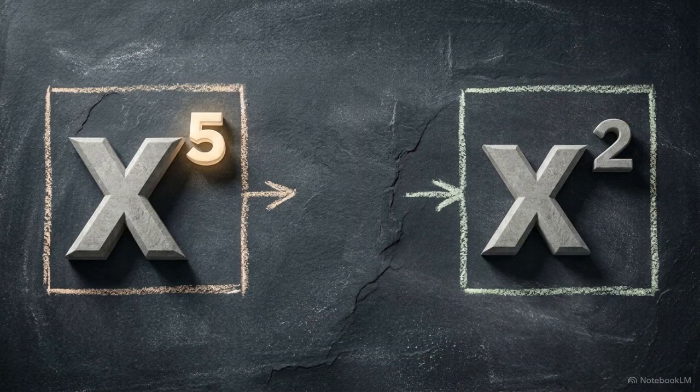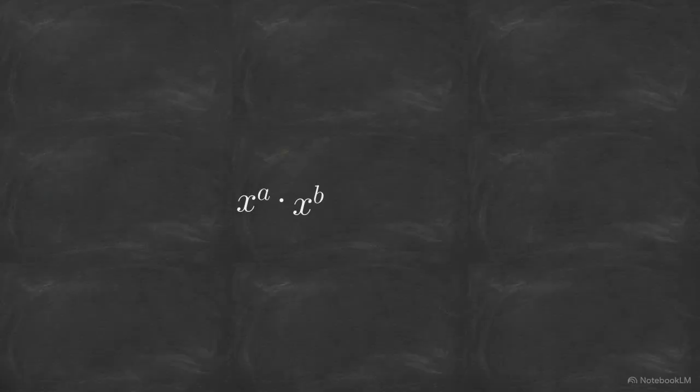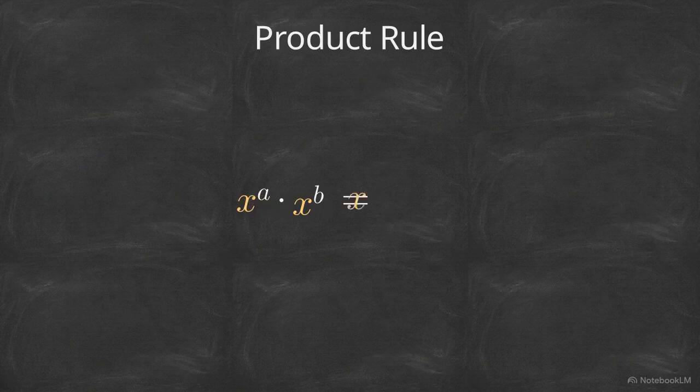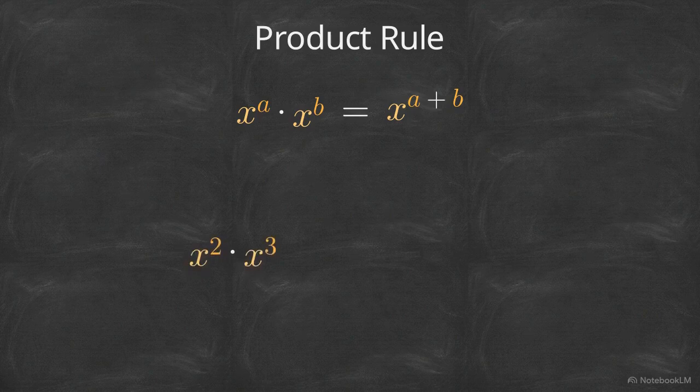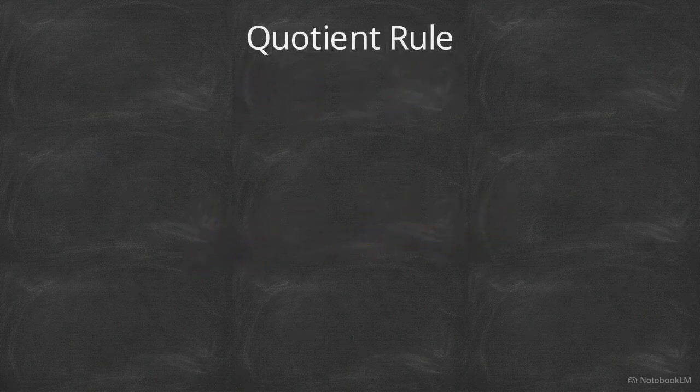Once you know the parts of the exponent, you can begin to manipulate how they interact with each other. When multiplying two terms, look at the bases first. If those bases match, you use the product rule. You keep the base exactly the same and simply add the exponents. For example, x squared times x cubed becomes x to the 5th power.